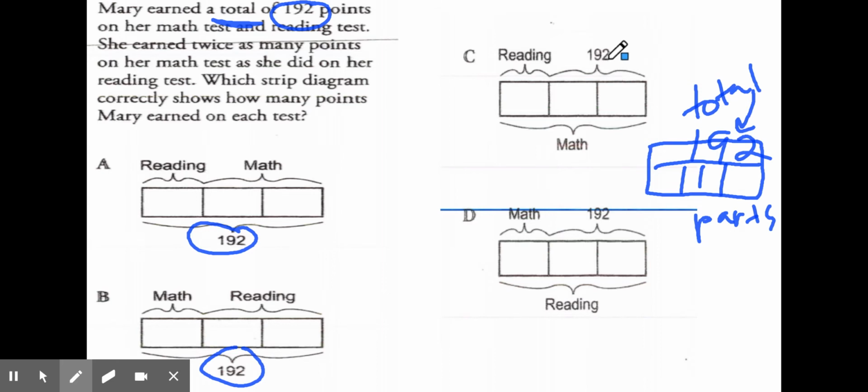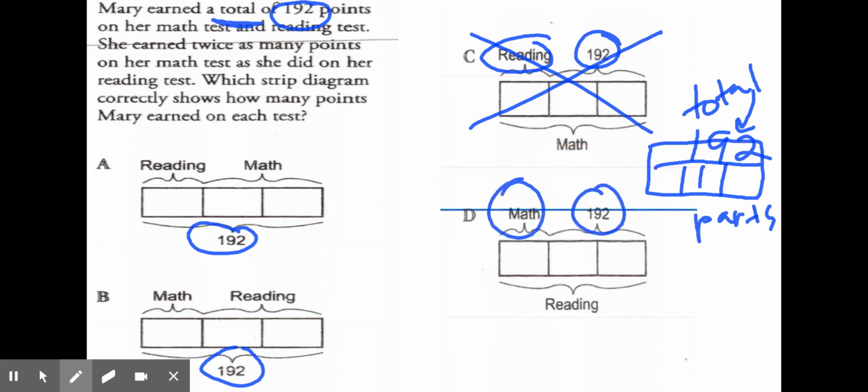But come look up at C. My 192 is next to reading. Would I put reading next to my total? No, because my total always has to be by itself. It doesn't necessarily have to be on the top, like when we did this kind of part whole box. It can be on the bottom, like in A and B, but it cannot be with somebody else. So C is automatically wrong. D is also wrong because my 192 is here with math. My total always has to be by itself.